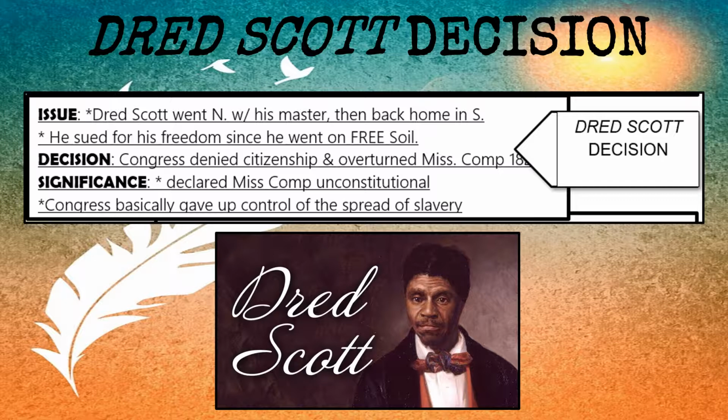So the significance here is that it declared the Missouri Compromise unconstitutional, and Congress basically gave up control of the spread of slavery. By denying Dred Scott the opportunity to seek his freedom, it kind of made it look like to the rest of the country that Congress apparently doesn't care that a slave went north and they won't set him free. So I guess it's kind of free game at this point. This is a big, big decision and kind of favored the South. Write what you see, move on when you're done.